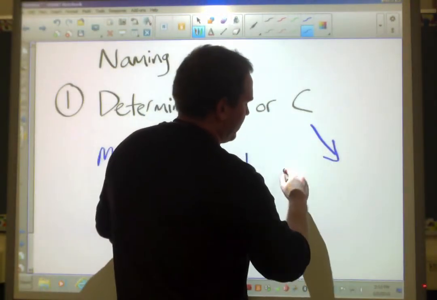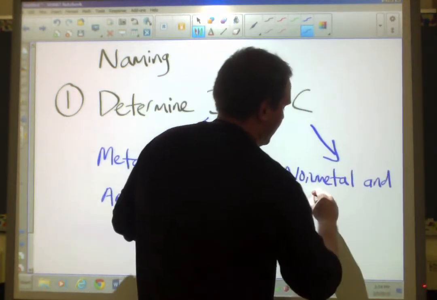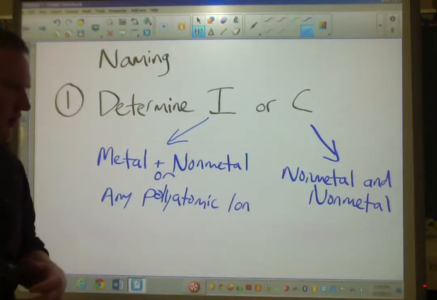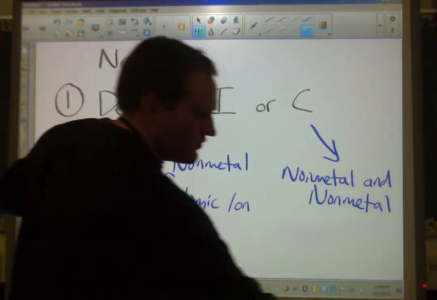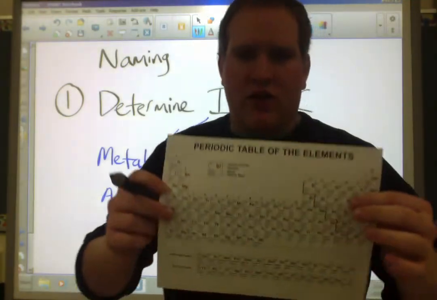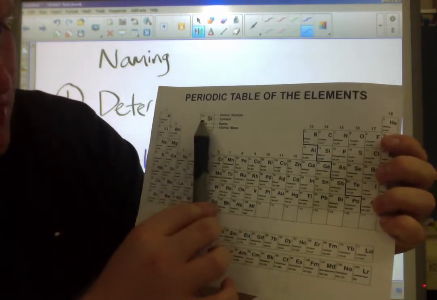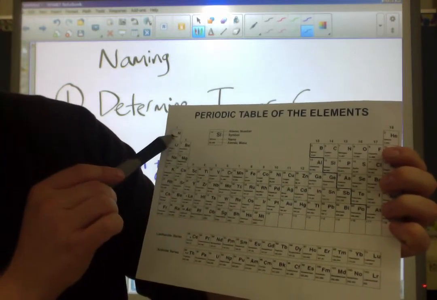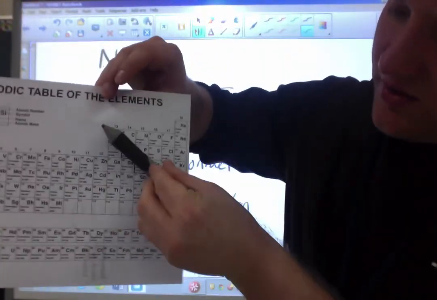Covalent compound is always going to be a nonmetal and a nonmetal. So let's make sure we're clear on how we actually identify metals and nonmetals on the periodic table. I'll kind of show my periodic table here. Now, in general, your metals are going to be all of these, with one exception, hydrogen. That's a nonmetal. Your nonmetals are going to be all of these, plus hydrogen.